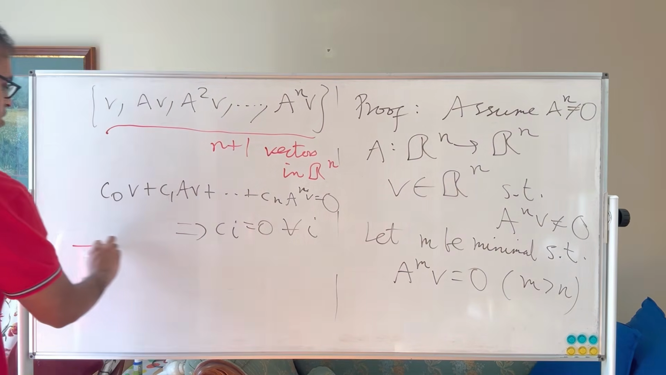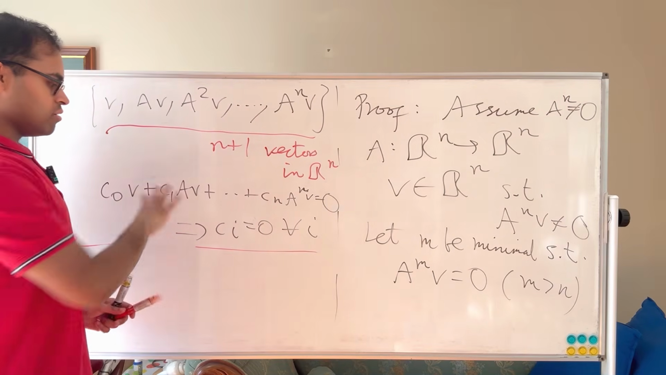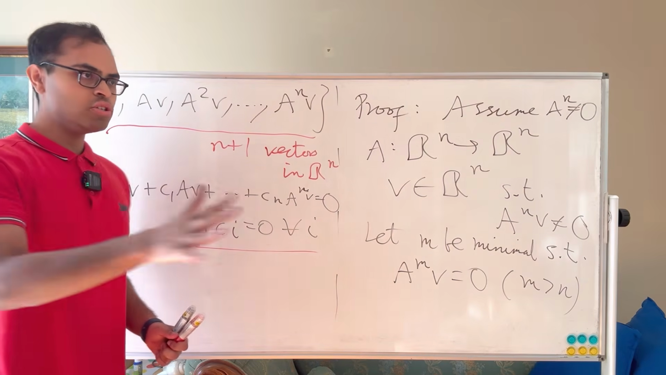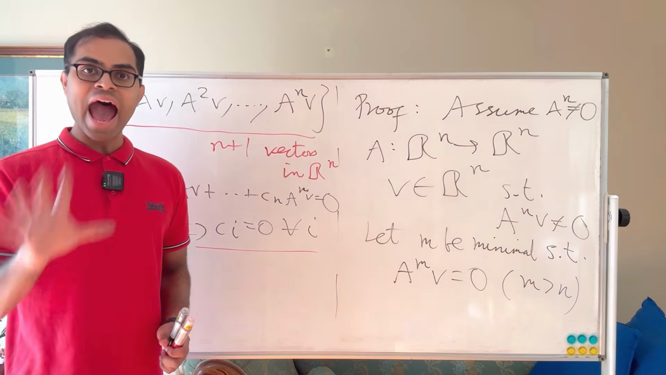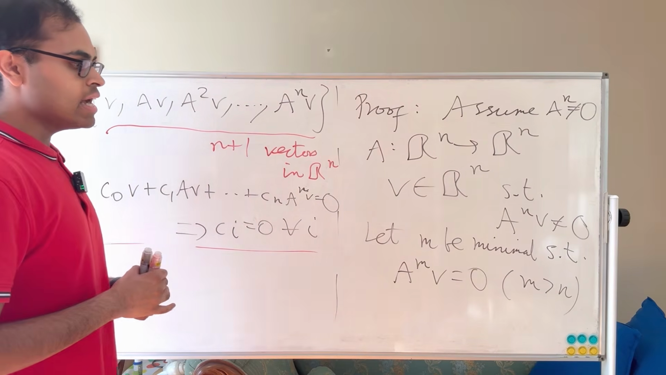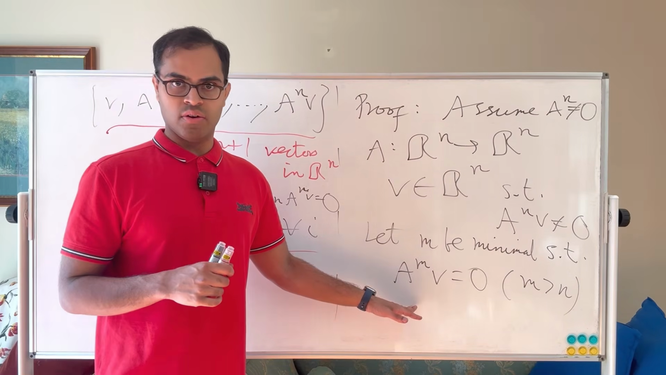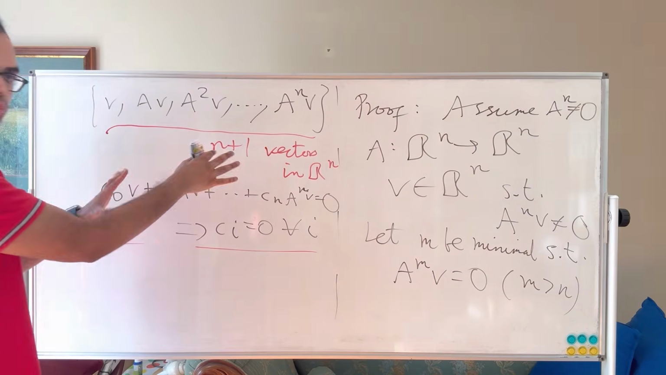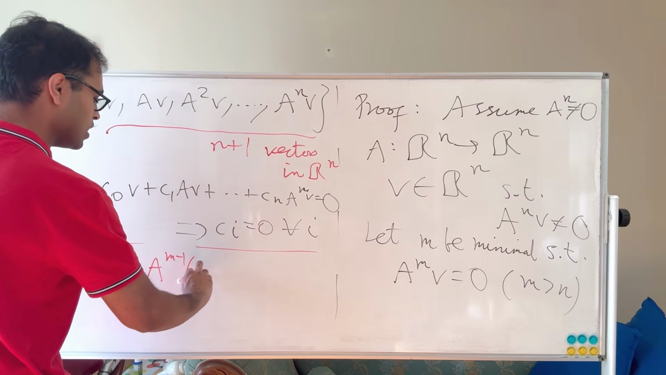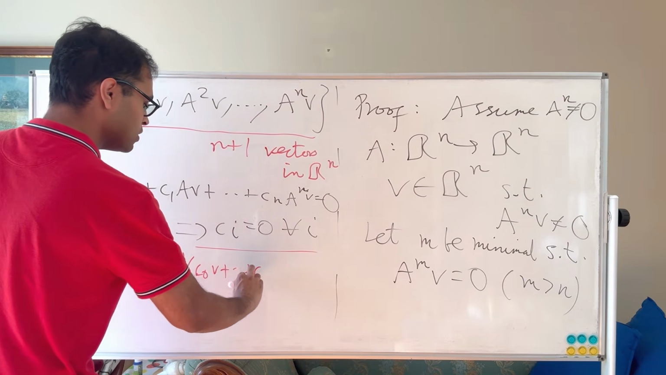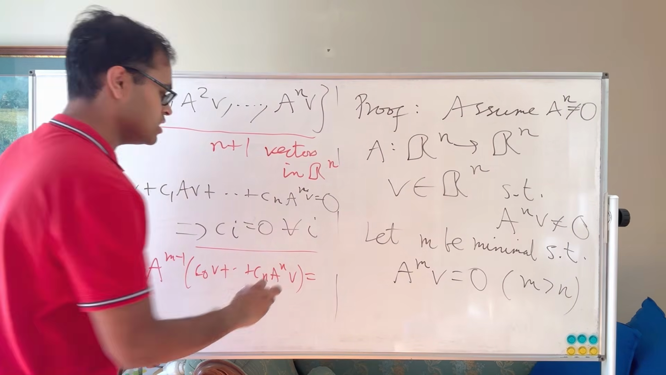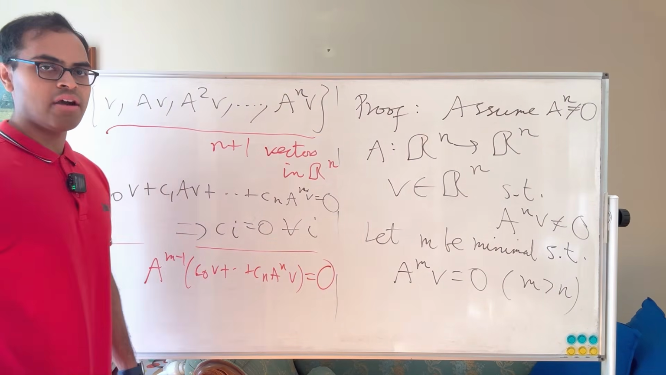The first thing we're going to do is take this relation, that C0v plus C1Av up to Cn A to the nv is 0, and we now want to show all the coefficients are 0. Let's take our linear transformation A, let's take A to the m minus 1, and apply that to both sides of this equation. We get A to the m minus 1 times C0v plus dot dot dot plus Cn A to the nv is equal to A to the m minus 1 of 0, which is just 0. The 0 vector is unmoved by A or any power of A.